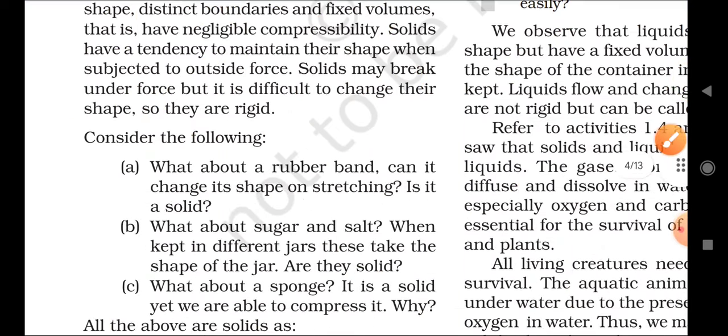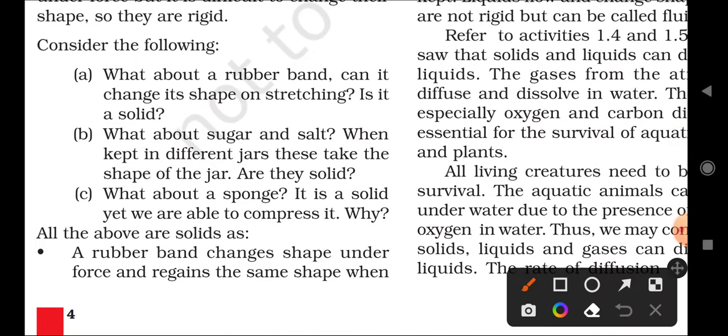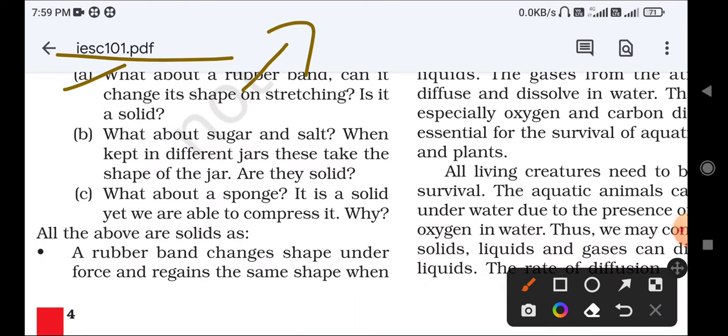Some examples are given here, where you have to say whether something is a solid or something other than that, such as a liquid or gas. Consider the following situations. What about a rubber band? Can it change its shape on stretching, as it is a solid? When we stretch the rubber band, it changes its shape. According to the properties, a solid does not change its shape, but when a rubber band is stretched, it changes its shape. Still, we call it a solid. The question arises here.